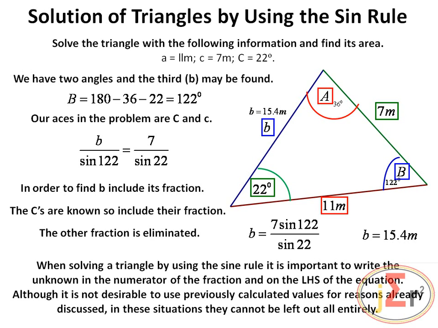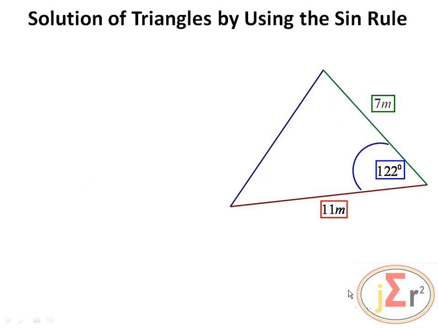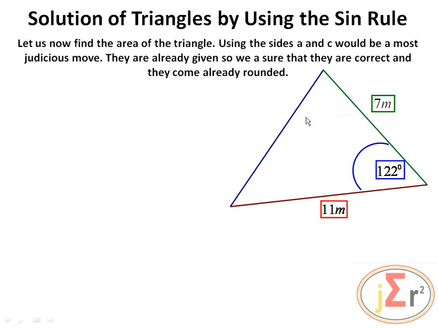So there's your reason for, in some cases, using sine A over A as opposed to A over sine A. We are trying to get the unknown in the numerator on the left-hand side. Now that we have finished solving the triangle, let us go ahead and find its area. So let us now find the area of the triangle.